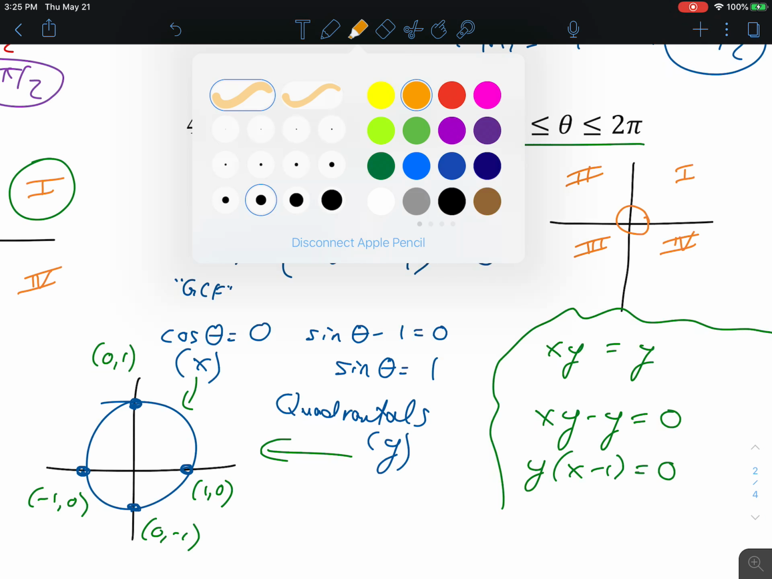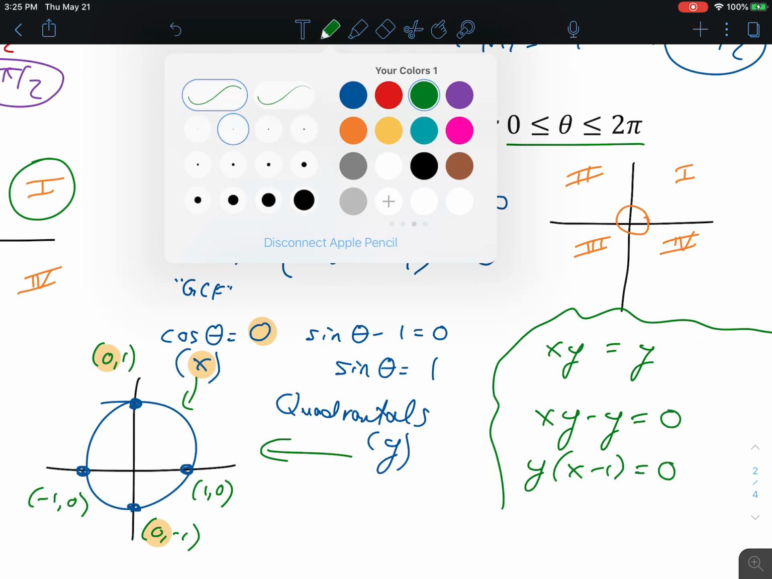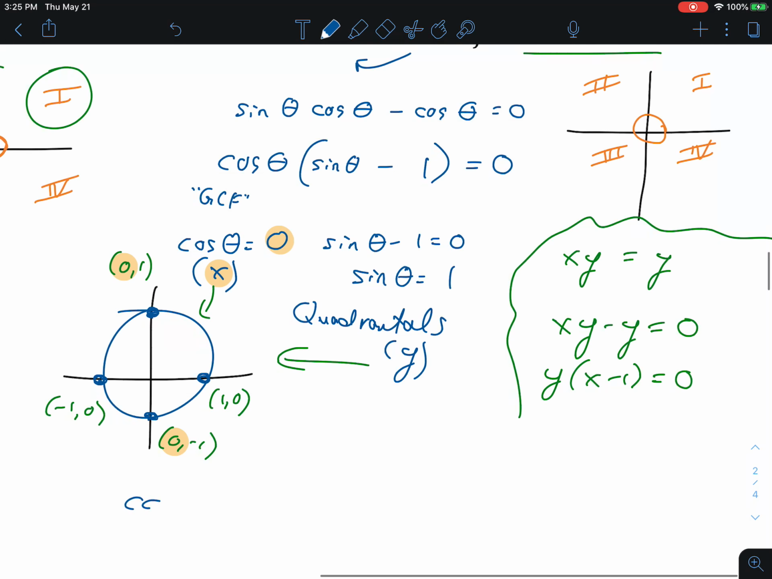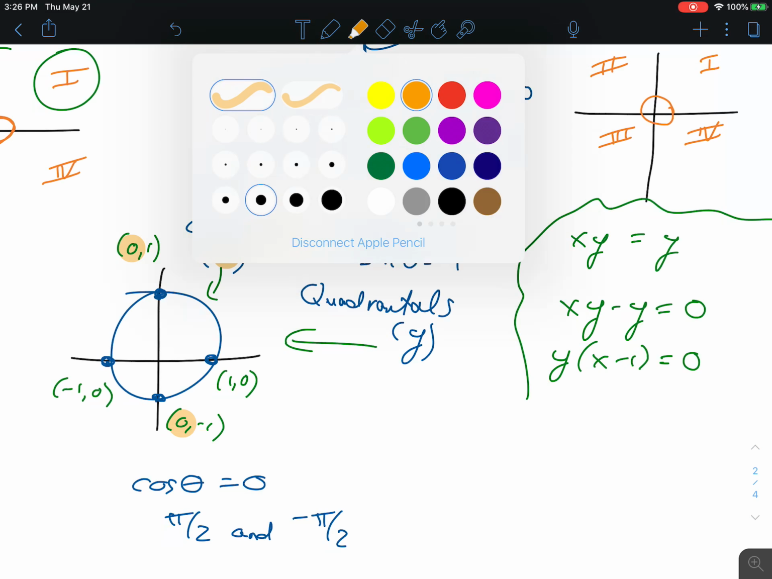Cosine being my x values, when is x equal to 0? There and there. So I have two answers here for cosine. Cosine of theta equals 0. At what two points does it equal 0? Well, all the way up, pi over 2, and negative pi over 2. Those are the two spots when cosine is equal to 0.